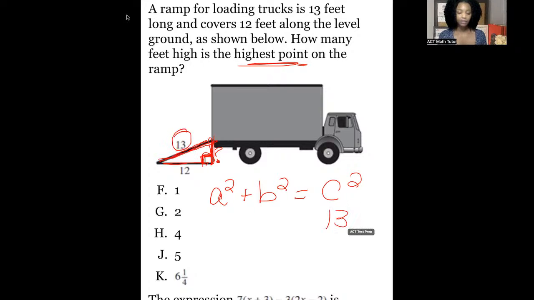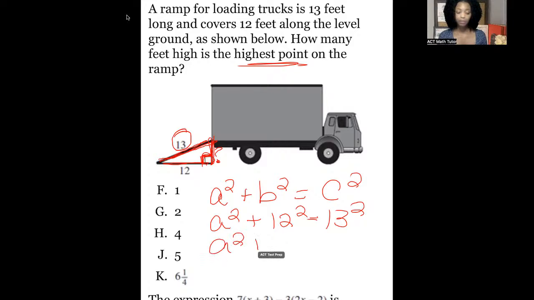So there we have 13 squared, and the 12 can go in either a or b, doesn't matter. So I'm just going to do a squared plus 12 squared. So now we have an equation. We just want to solve it for a. Okay, we want to solve it for a, not a squared. Or you can use the answer choices and substitute them in to see which one would be correct. But we're going to go ahead and just solve this using algebra.